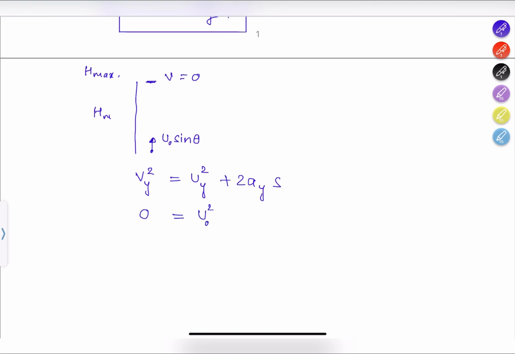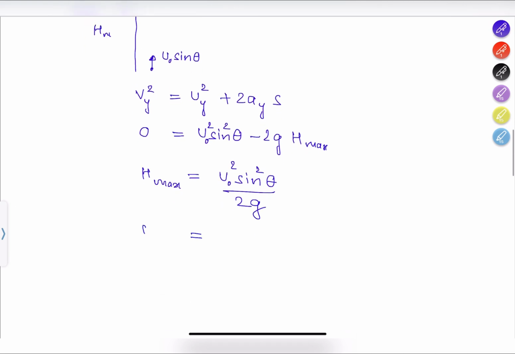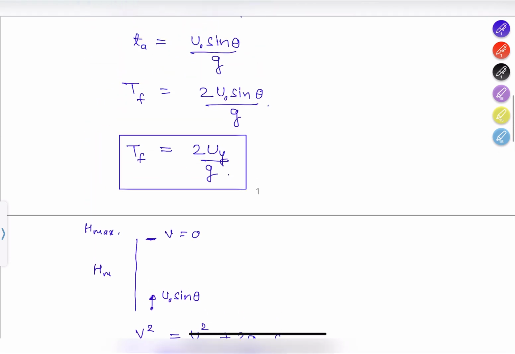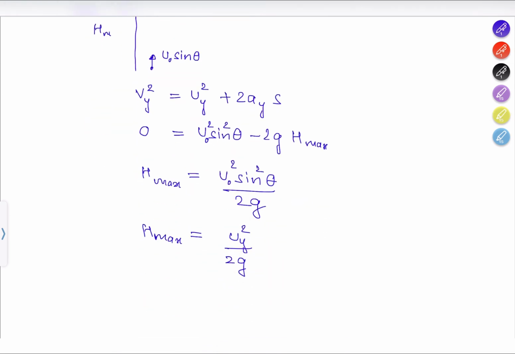So here it will become u naught square sine square theta minus 2g into h, and that is nothing but h max. From this equation we will get the maximum value. So h max will come out to be u naught square sine square theta by 2g. Or we can remember it in terms of components. So h max will become uy square by 2g. You remember time of flight 2uy by g; here, uy square by 2g.